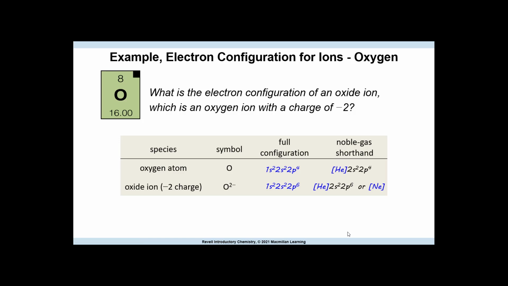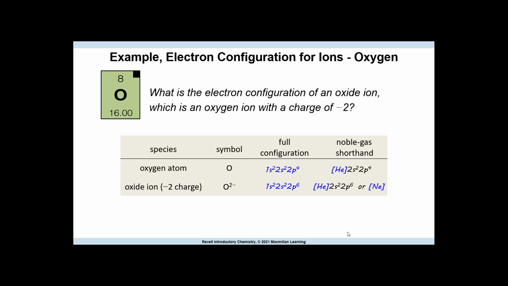Okay, so oxygen. Now let's take a look at oxygen. What is the electron configuration of an oxide ion, which is an oxygen ion with a charge of 2-? I know it says -2, but I'm used to 2-. So an oxygen ion is called an oxide, and it has a -2 charge, which means it has more electrons than protons. So that accounts for the -2 charge. Oxygen's atomic number is 8.